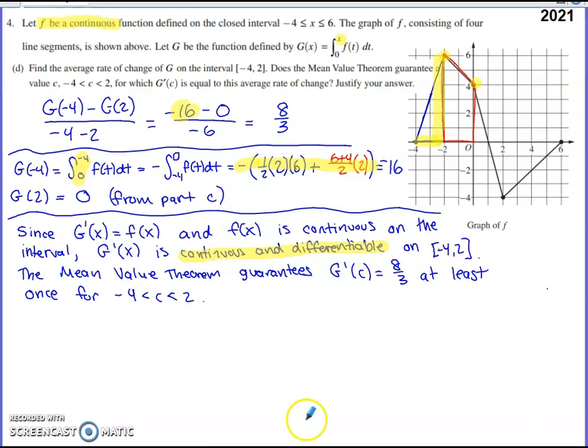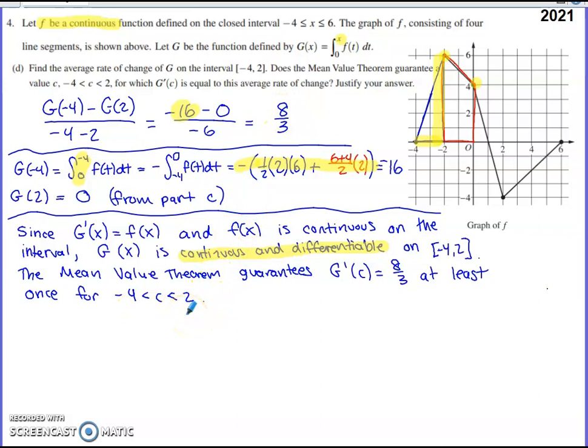G is oh my gosh, I have another mess up here. I think I can fix this one on the fly. I didn't mean to say g prime is continuous and differentiable. G prime is actually not differentiable due to the cusps that we see on the graph in several spots here. But g of x, now that I've erased that prime, g of x is continuous and differentiable, so that looks a little bit better on the interval -4 to 2. Green light to use the mean value theorem, and the mean value theorem is going to guarantee that g prime of c is going to equal this average rate of change at least once on the interval -4 to 2.